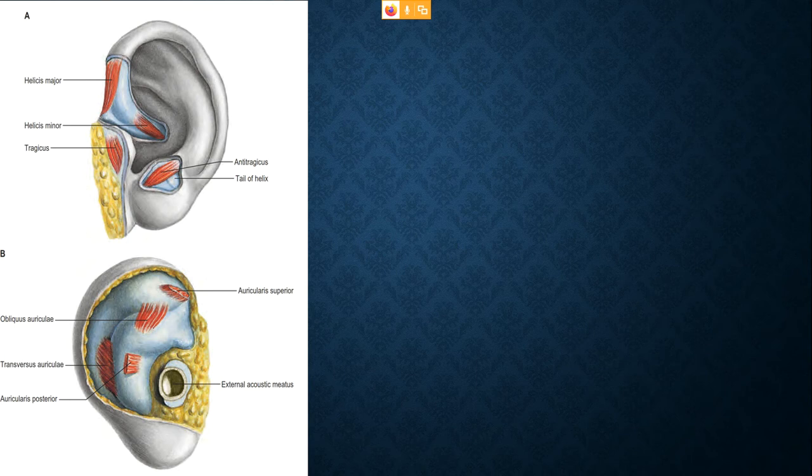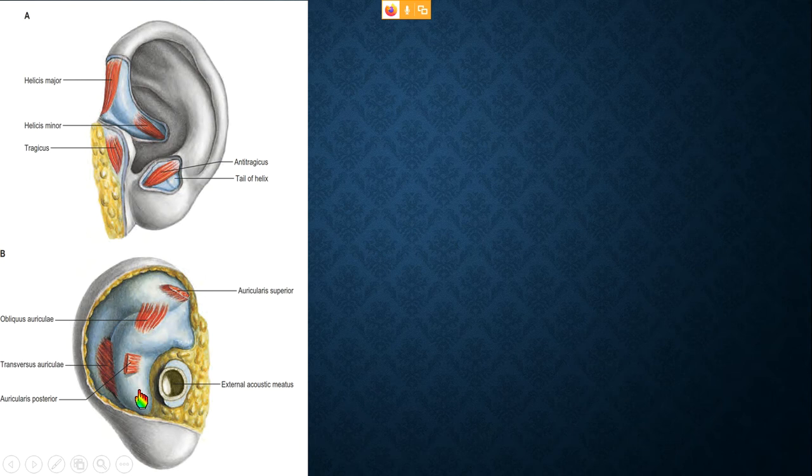The nerve supply is by the temporal branch of the facial nerve, and the auricularis posterior is supplied by the posterior auricular branch of the facial nerve. So these are the extrinsic muscles of the auricle or pinna. Action: extrinsic muscles move the auricle as a whole. Such movements are insignificant in mankind.